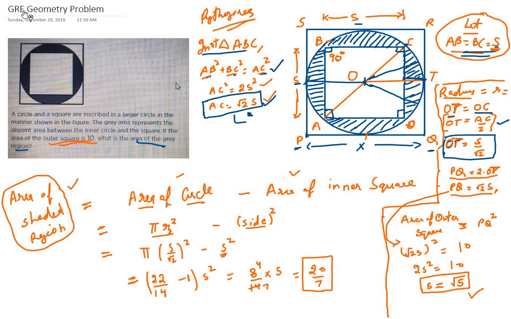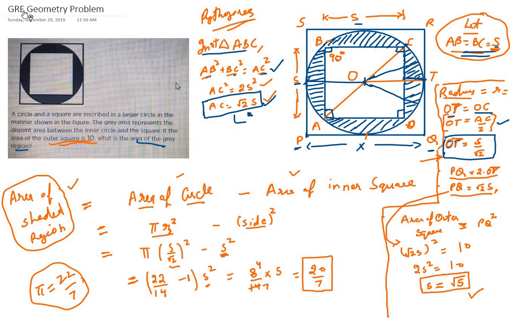So the area of the circle is given by pi r square. R is OT, and OT is S by root 2 as we found out over here, right? And because we are working in terms of S only, which is the side of the smaller square, it is pi times S by root 2 whole square minus S square. If the value of pi is 22 by 7, we have used this value here. We have taken S square common outside, and 22 by 14 minus 1, right?